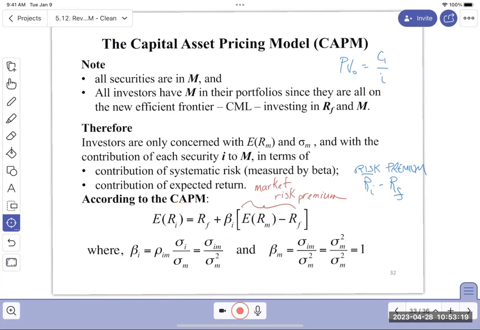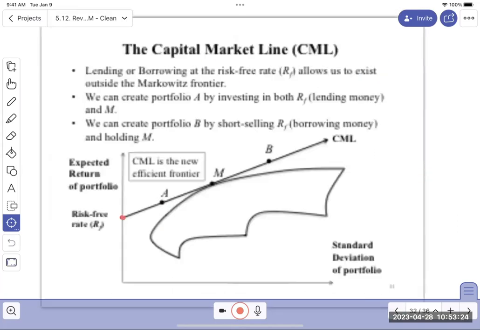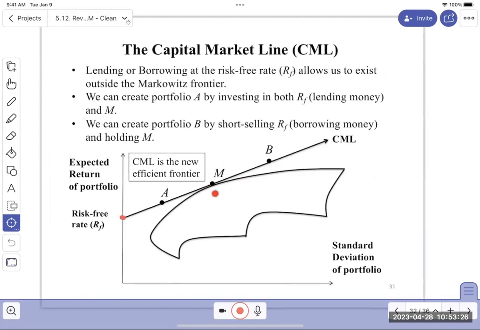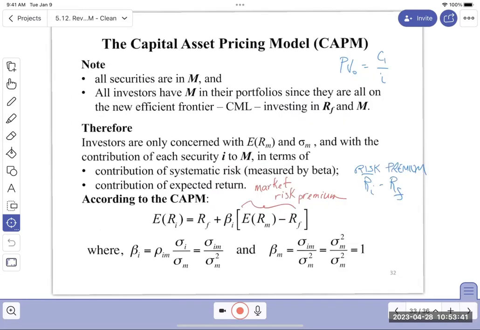So let's review some of these things. All securities are in the market portfolio. That's what we're going to assume. We're going to assume that where this touches, this picks a portfolio that includes all risky assets in some combination. Some could be included that have like a 0.000001% weight, okay? And some could have a higher weight. And they're all combined in there. All investors have the market portfolio in their portfolios, since they are all on the new efficient frontier of the CML, investing both in the risk-free and the market portfolio.